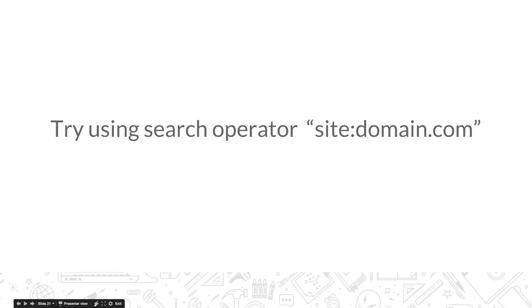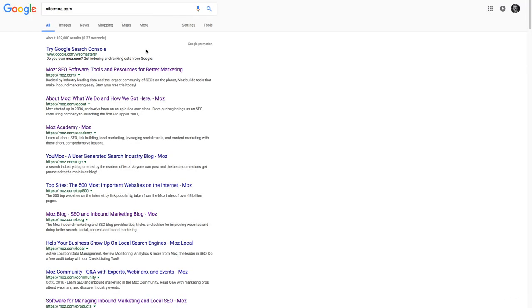What you can do is use this search operator called site: and then put in the website domain, and that'll give you a count of the pages that are indexed. So let's look at this. I did this for Moz. I did site:moz.com, and you can see here about 102,000 results. So this says that Google has about 102,000 pages that are specific to this site, moz.com.